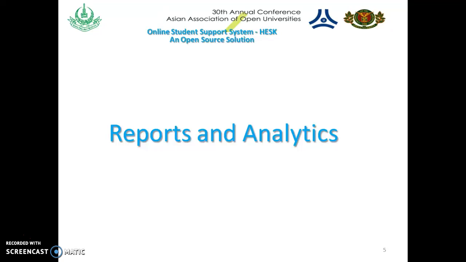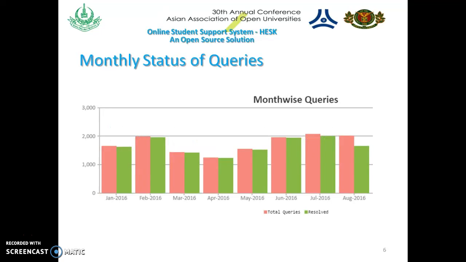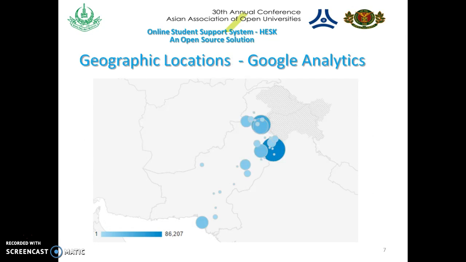Let us see the reports and analytics that it provides. This is a customized report which has been developed by AIOU. You can see the month-wise queries. It shows, for each month, how many queries were received and how many have been resolved. So management can see a bigger picture of the workload received by the departments regarding students' queries.